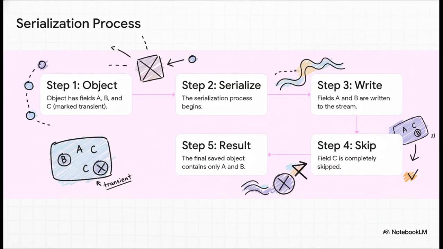And this diagram just lays it out perfectly. Look, we start with an object that has three fields, A, B, and C. But notice C is marked as transient. So when the saving process kicks off, fields A and B get written out, but the process completely jumps over C. What's the result? The final saved object only has A and B. It's clean, it's simple, and it's way more secure.